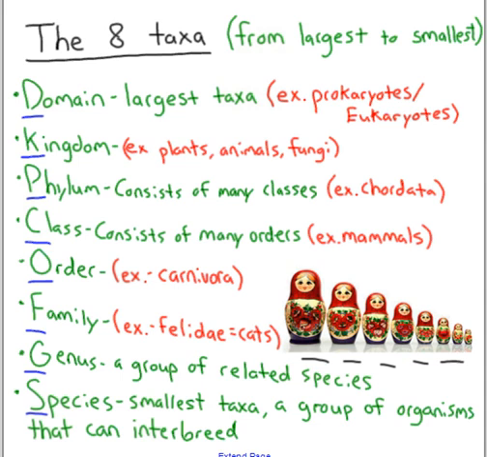The family, here is another example. Felidae is the cat family. And then the genus, there's many different types of cats. And then the species is specifically talking about like a house cat or something like that. So this is the 8 taxa in biology.